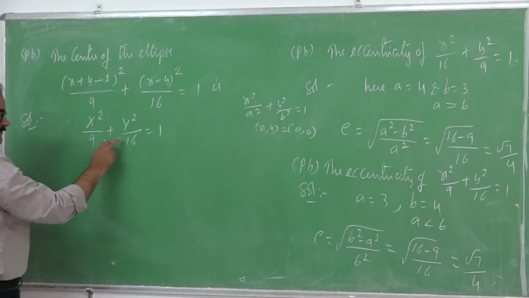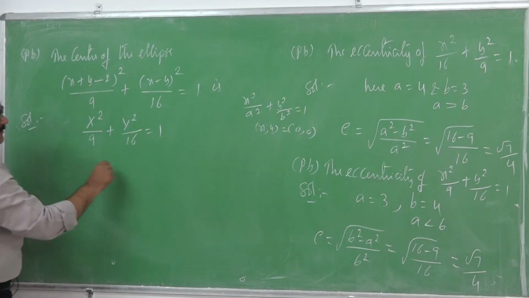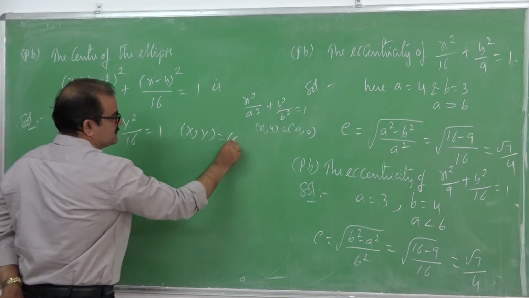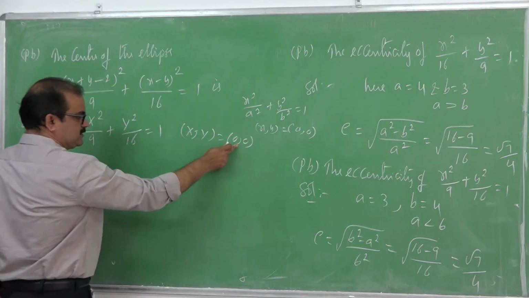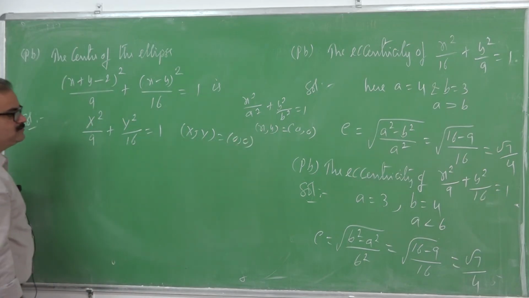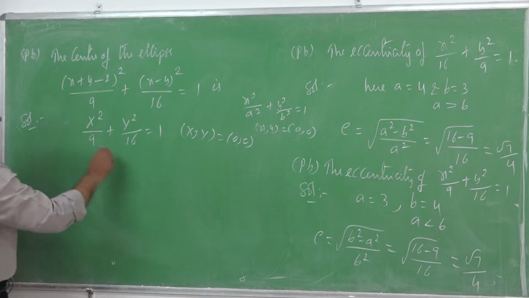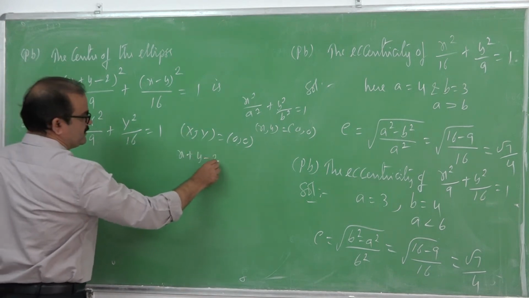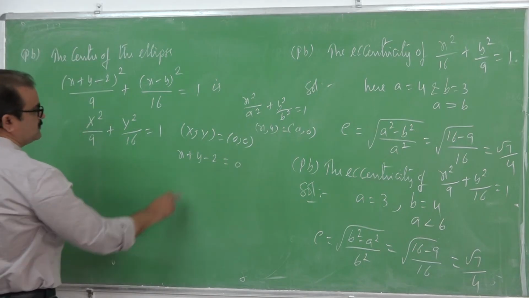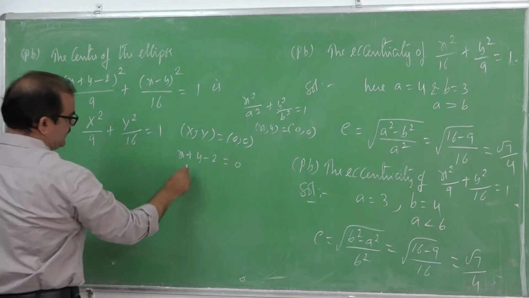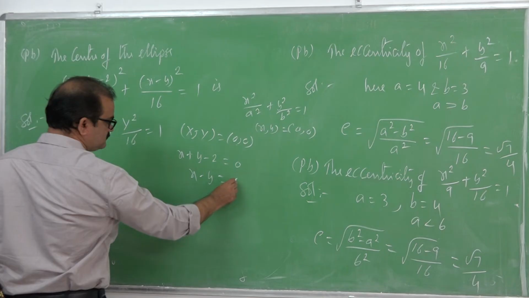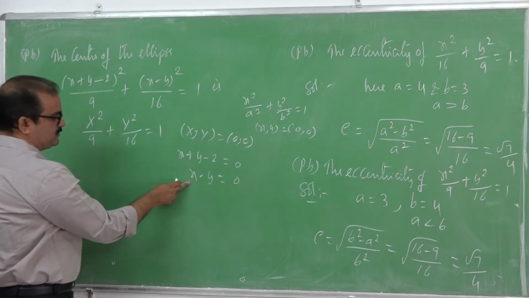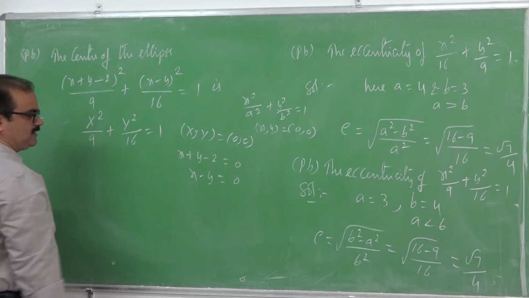What is the center of this ellipse? 0 comma 0. X comma Y is equal to 0 comma 0. X is equal to 0, Y is equal to 0. But what is X here? That is capital X: x plus y minus 2 is equal to 0. What is capital Y? x minus y is equal to 0. Now on solving these two equations we get small x and small y.